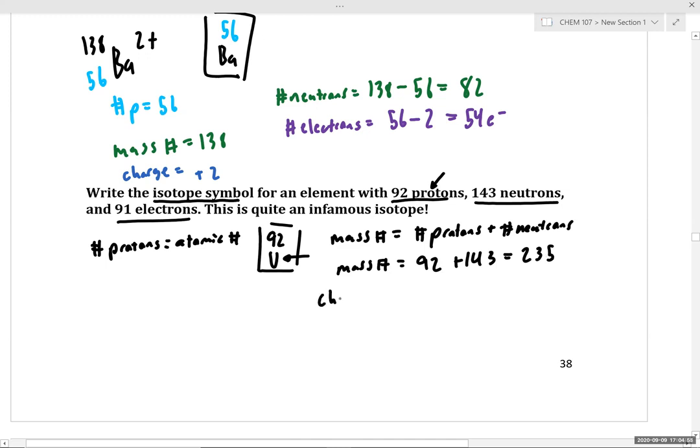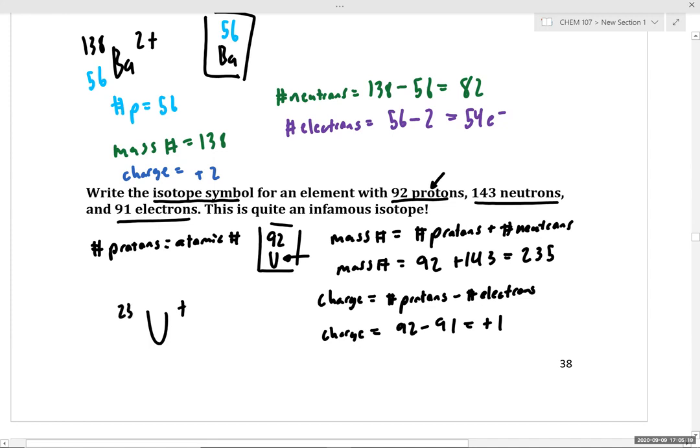Finally, we'll need to calculate the charge, which is defined as the number of protons minus the number of electrons. And that in turn gives us a charge equal to 92 minus 91, or a charge of +1. So we put the charge in the upper right-hand corner, we put the mass number in the upper left-hand corner, and the atomic number goes in the bottom left-hand corner. So this would be the complete isotope symbol for uranium-235.